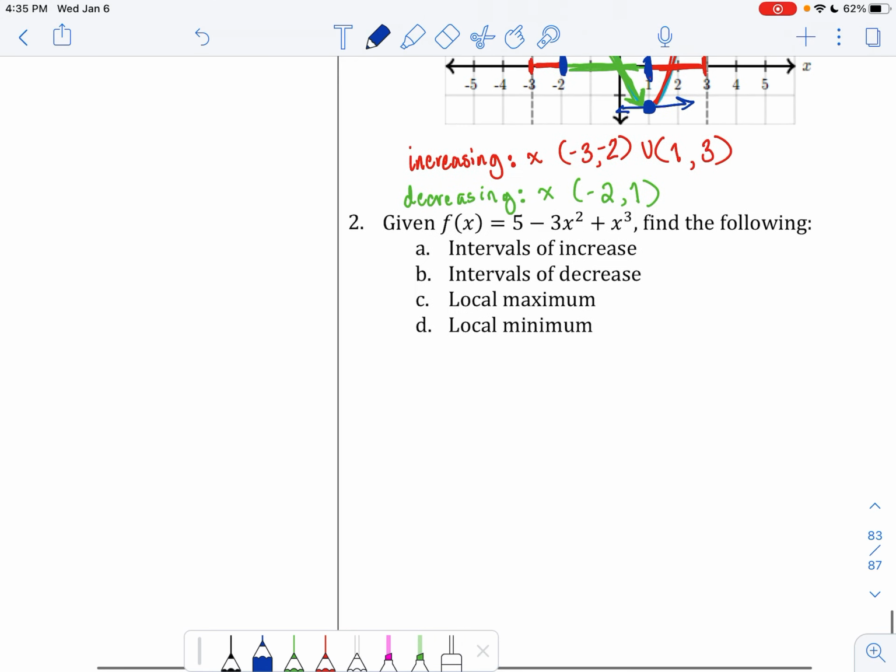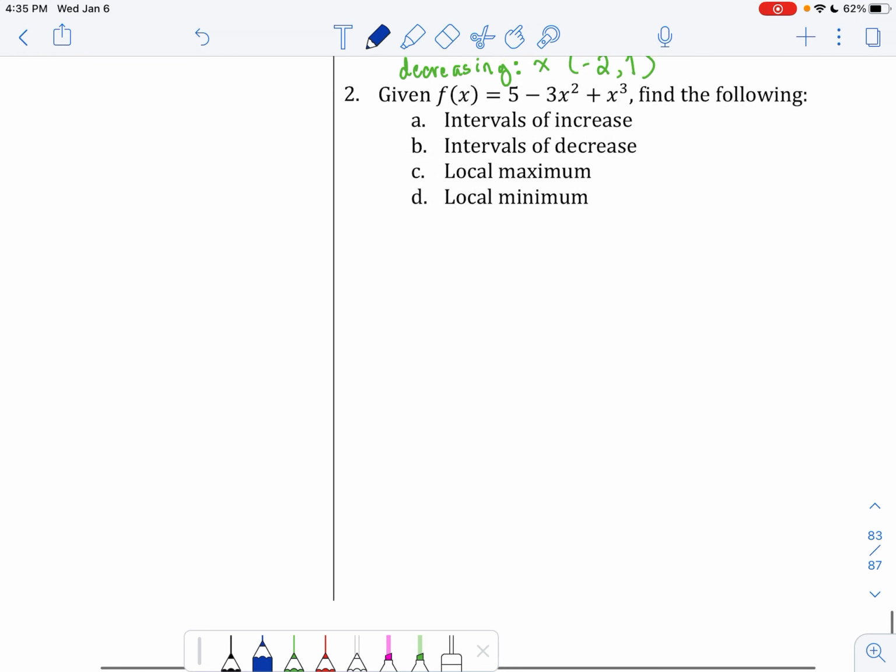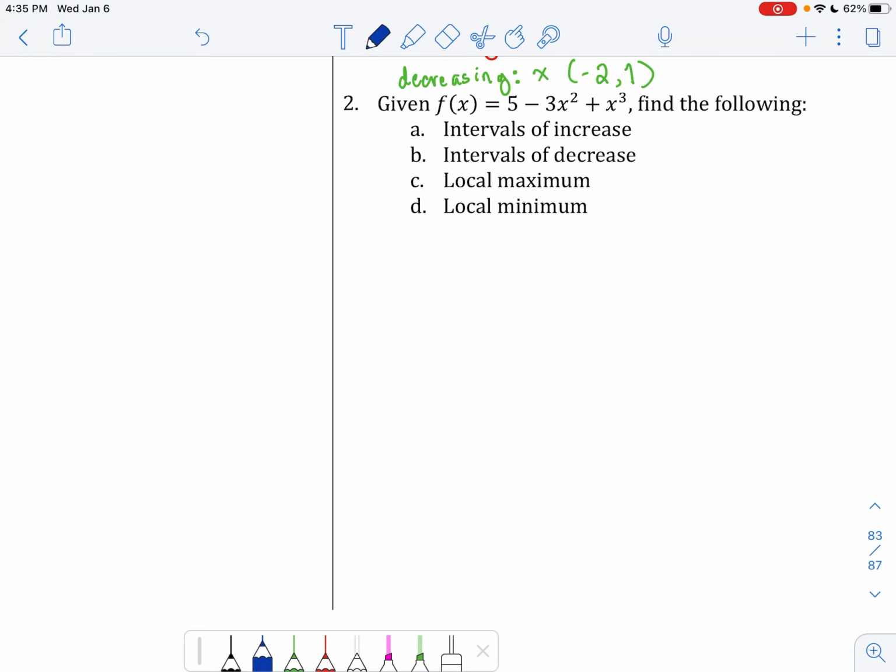Now here in number 2, given a function 5 minus 3x squared plus x to the third, find the following: intervals of increase and decrease, local maximum, local minimum. So, sometimes you'll have the graph and you can just do what we've just done. Sometimes you're going to be given the functions here. So the idea with intervals of increase and decrease, intervals of increase is wherever f prime is positive, because that means the slope is going up. Similarly, decrease are where f prime is negative, meaning that the slope is going down.